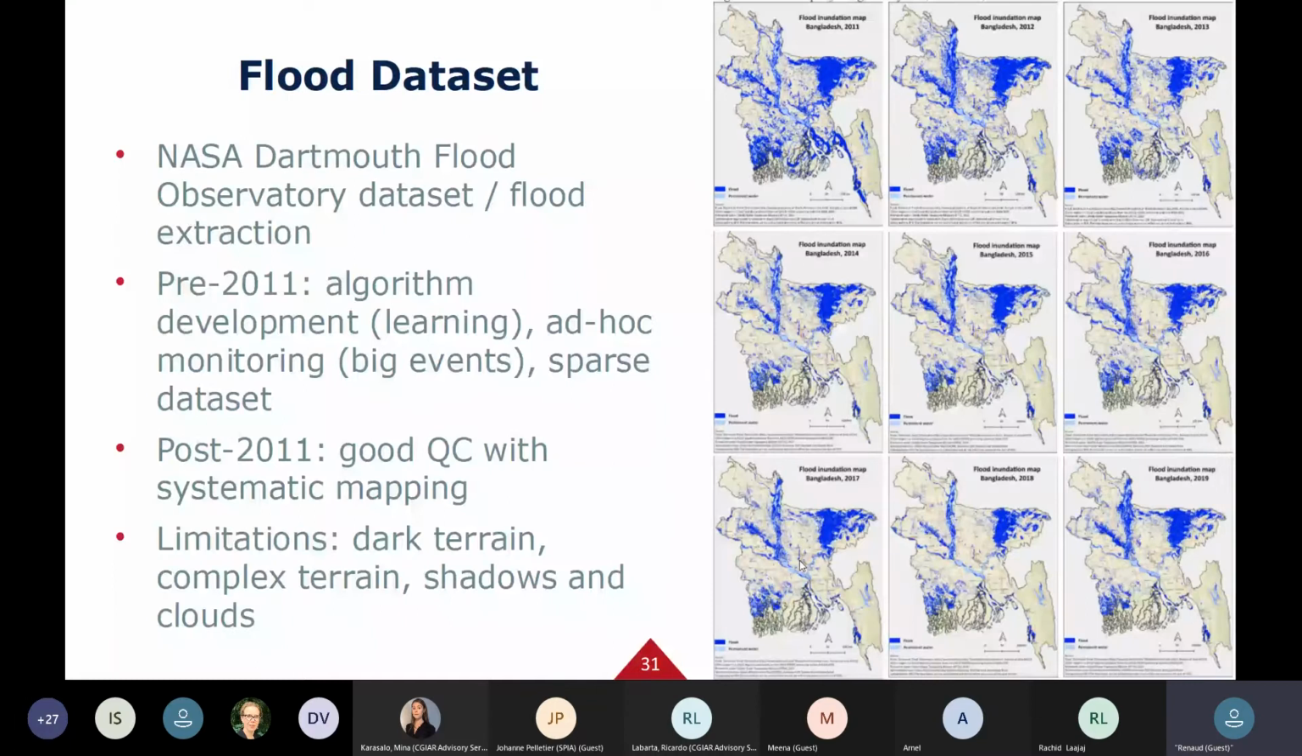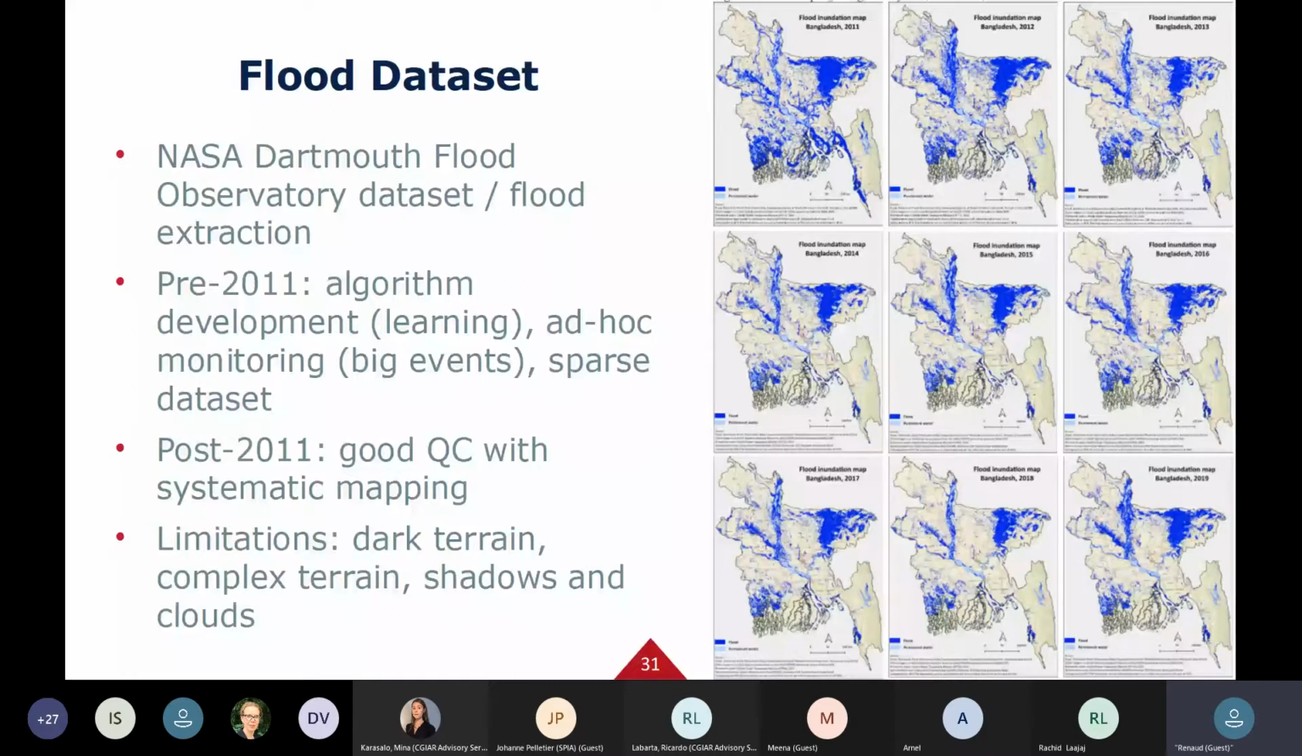Now the next step was to assemble the flood datasets. So we decided to go for the NASA Dartmouth Flood Observatory datasets, where they have extracted floods, and you can see on the right all the different flood data from the project. It's important to mention that one of the limitations of that dataset, beyond the fact that it's also quite coarse, is that it has been developed prior to 2011, but the data available prior to that date are quite sparse.